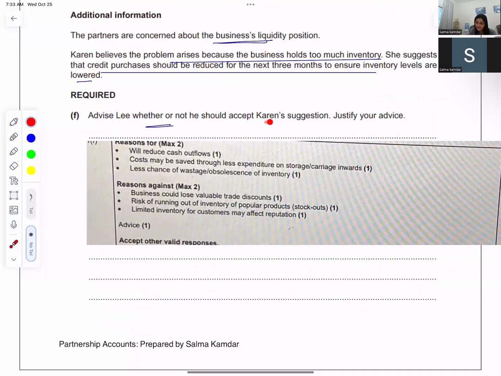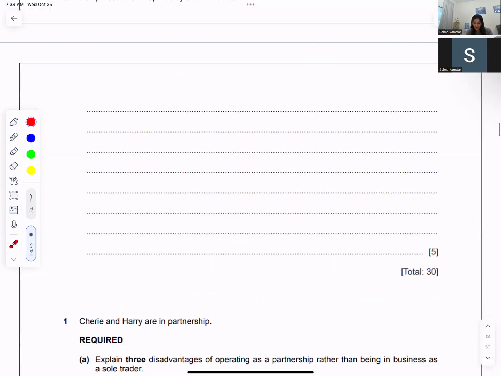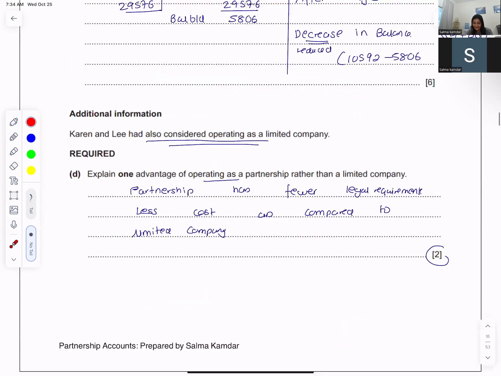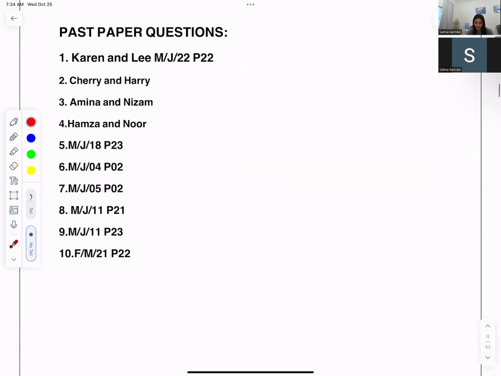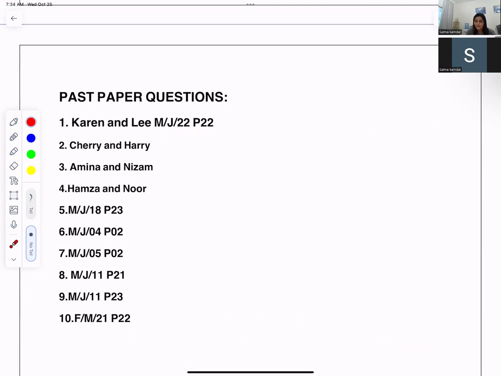So whenever they ask whether you should accept a suggestion or not, give the advantages if we accept the proposal of Karen, and the disadvantages if we are rejecting it. So advantages and disadvantages of the proposal, and then your suggestion. This is question number 1 of Karen and Lee, and it is a past paper question of May June 2022, paper 22.